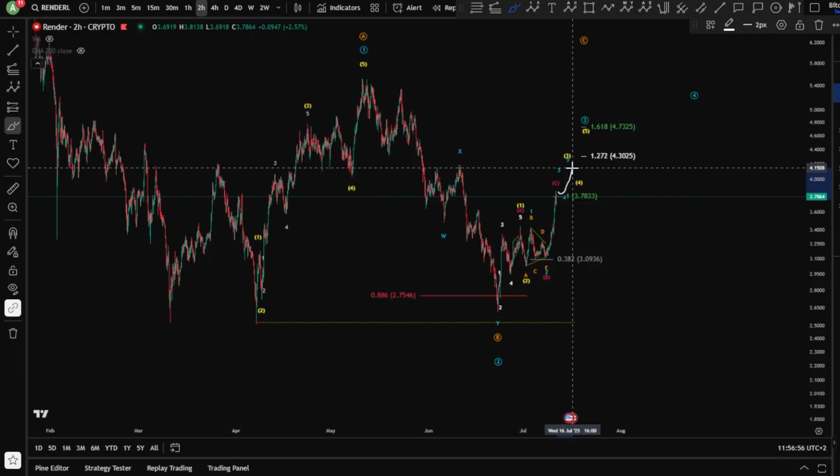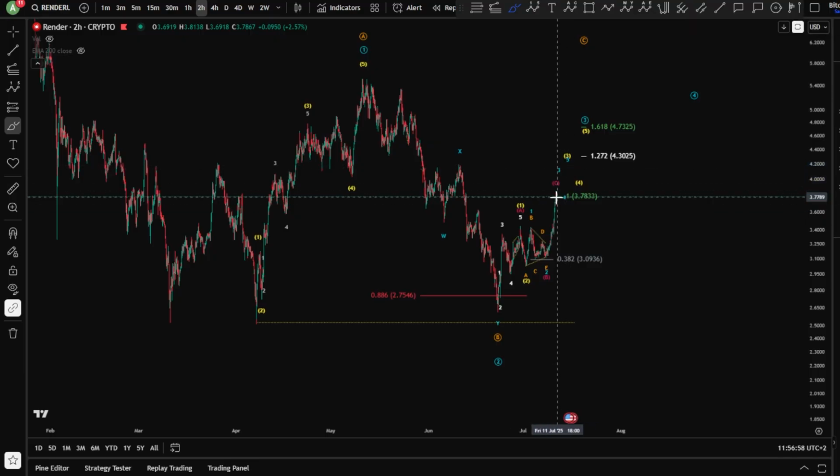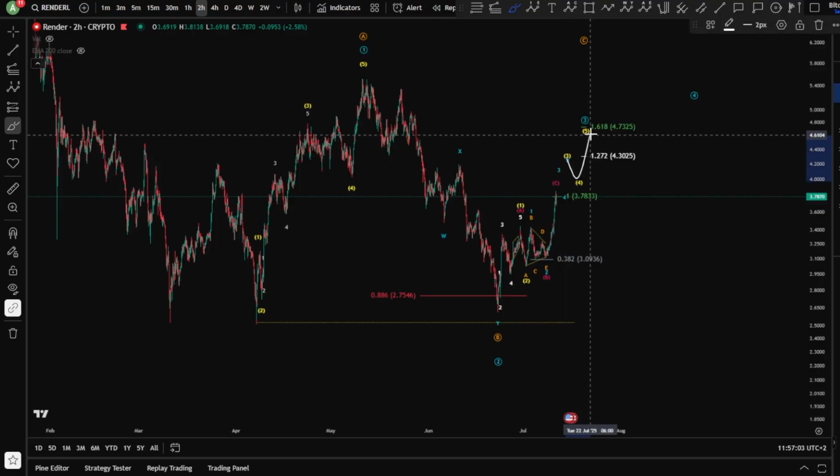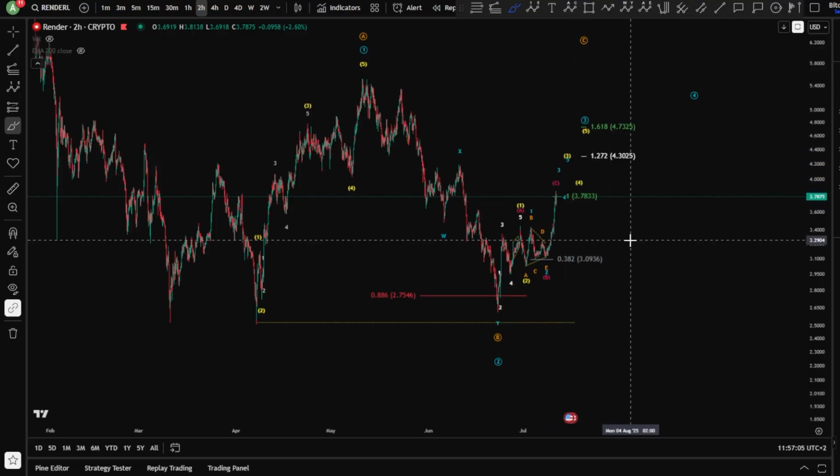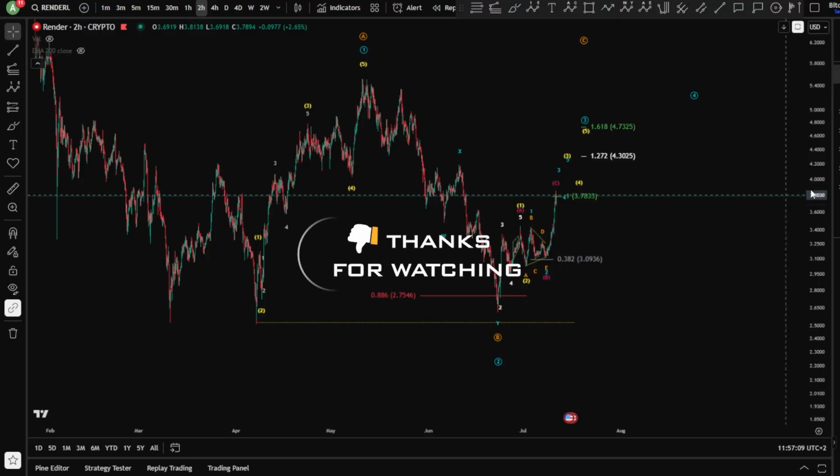But I believe that one more wave will be decisively broken, and therefore we can relax a little bit and watch for a wave 4 and a 5 toward the upside. That was it for SUI, FET, and render price prediction.